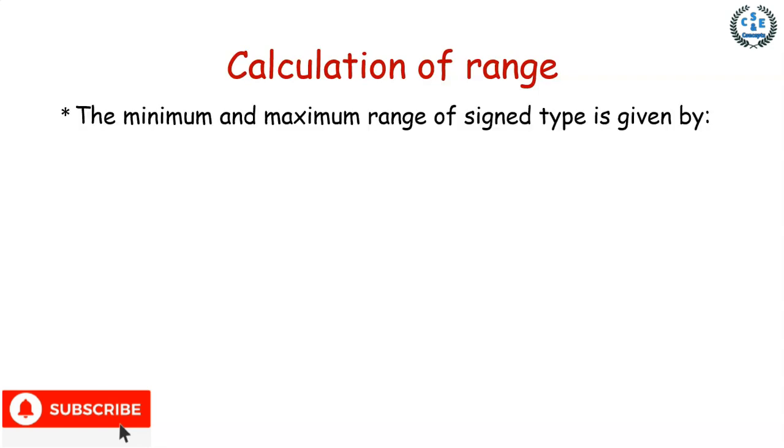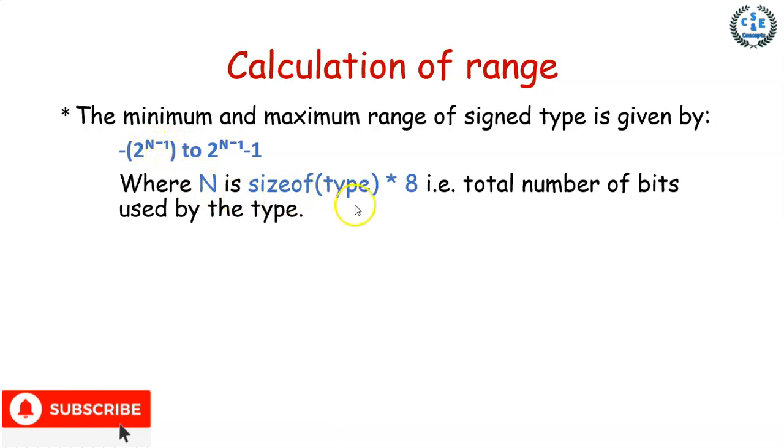Now let's discuss how to calculate the range of signed type. Since signed type represents both the positive and negative numbers, the maximum value is given by 2 power n minus 1 minus 1, and minimum value is given by minus 2 power n minus 1. So here n is the size of the type.